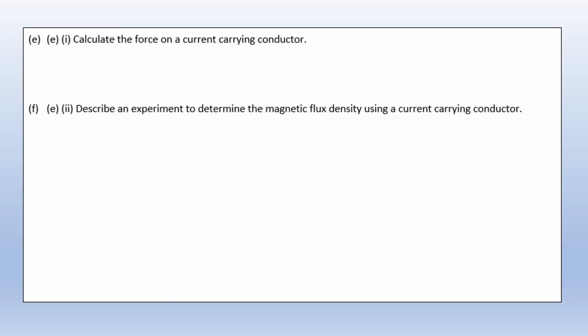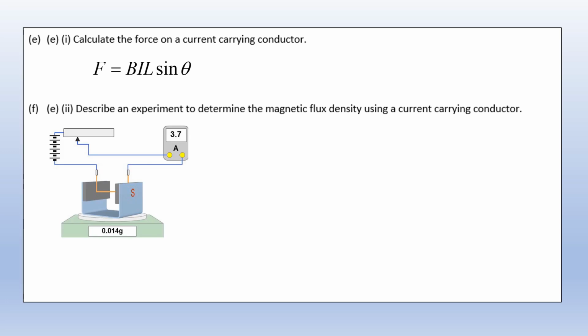Okay, so what we can do is think about the factors that will affect the size of that force and therefore the torque. We have this equation here: the force is going to be the magnetic flux density times the current times the length of the conductor inside the magnetic field times the sine of the angle between the field and the conductor. We can use this as a way of finding the magnetic flux density of a field.